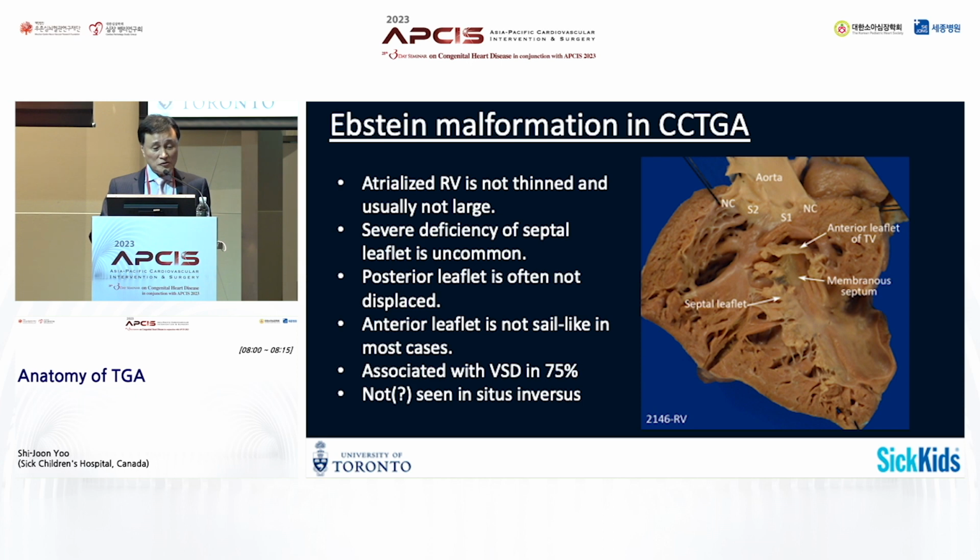Posterior leaflet is often not displaced, and anterior leaflet is usually not sail-like in most cases, and is more frequently associated with VSD, and then not seen in situs inversus. There is a literature, I do not know what the logic is, but the literature says situs inversus is not associated with Ebstein's malformation.